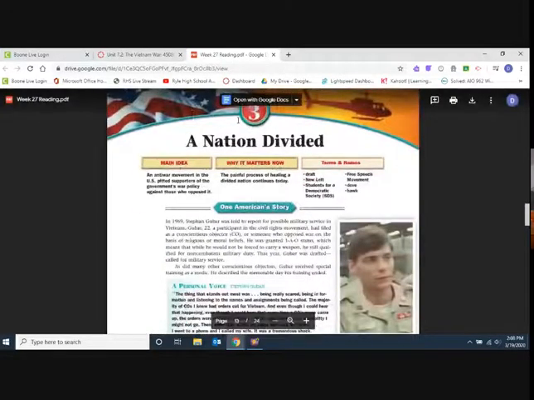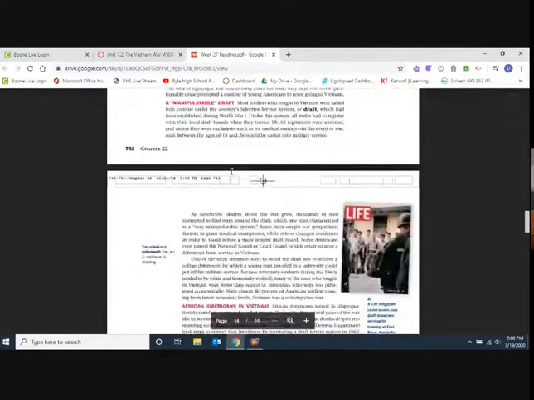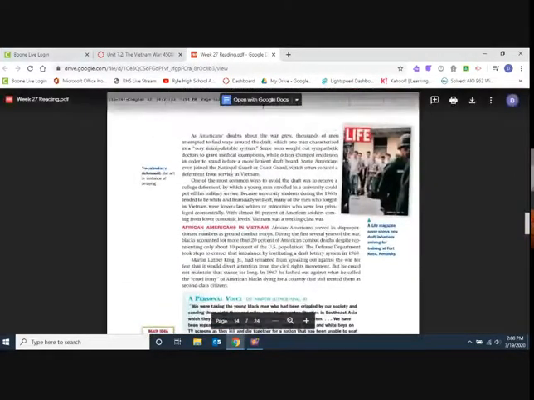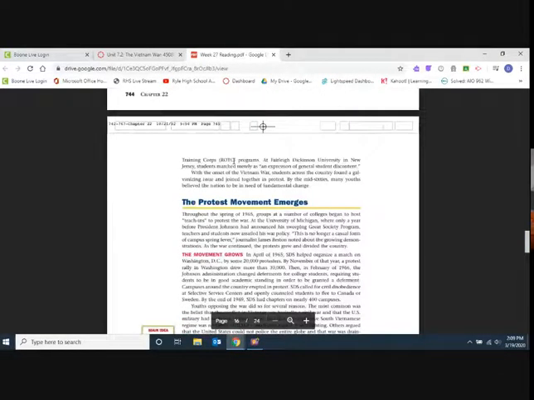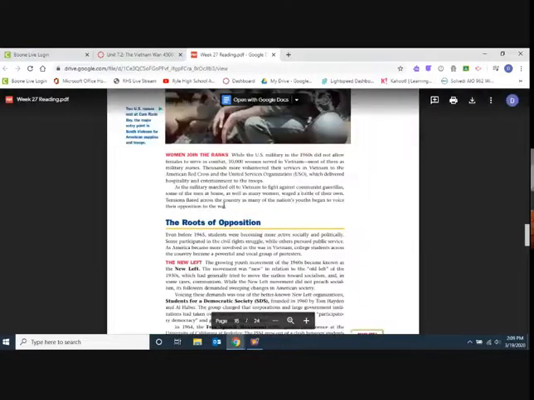This section 3 is a nation divided. You need to be familiar with the terms hawks and doves. A hawk was somebody who was in favor of the war, and a dove was somebody who was against the war. A dove wanted peace. At the heart of the peace movement, a lot of times, was students. Maybe more so than a conservative older crowd, they became disillusioned with the war. Some of this revolved around the draft.